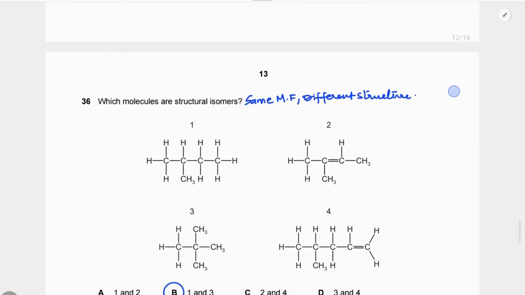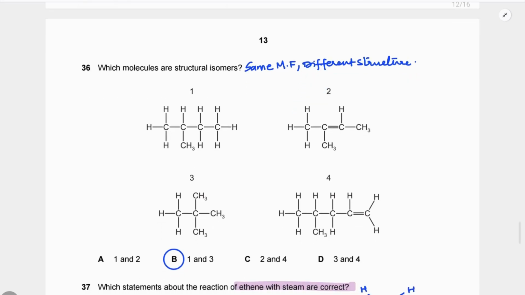Question 36. Which molecules are structural isomers? For structural isomers, we must know that it's going to have the same molecular formula, same functional group, and different structure. So let's count the number of carbon atoms to find out the molecular formula, so it can be easy to find the structural isomer.